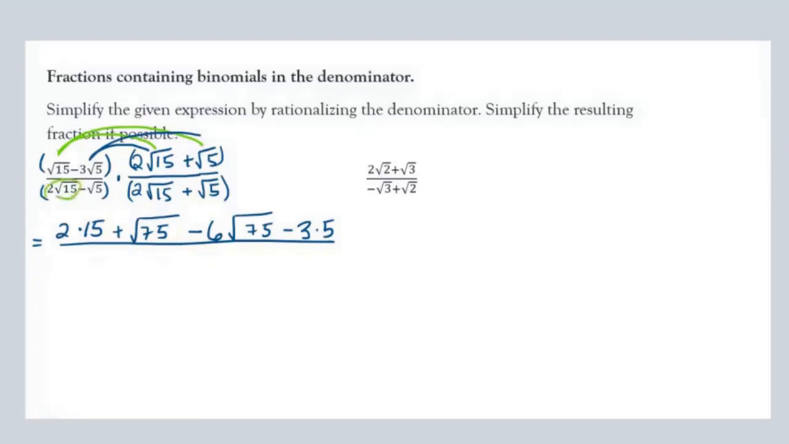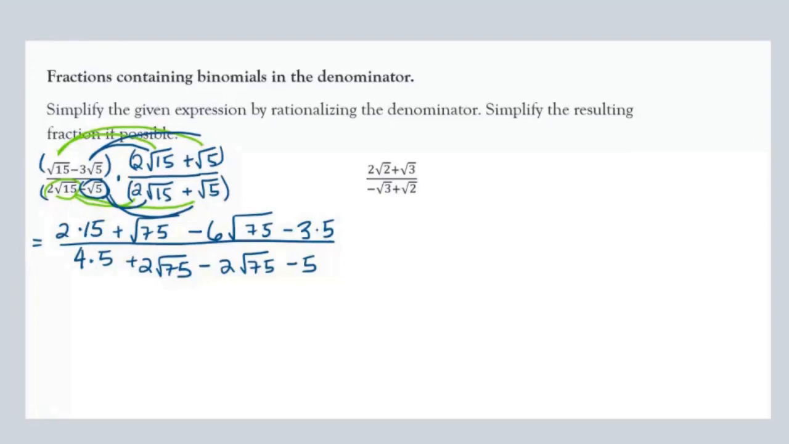So we start with 2 root 15. 2 root 15 times 2 root 15. That gives me 4 times 15. 2 root 15 times root 5, that gives me positive 2 root 75. Here's where it starts to get interesting. Now I'm going to take negative root 5 and multiply that by 2 root 15. So that's negative 2 root 75. And then finally, negative root 5 times positive root 5 is going to be negative 5.